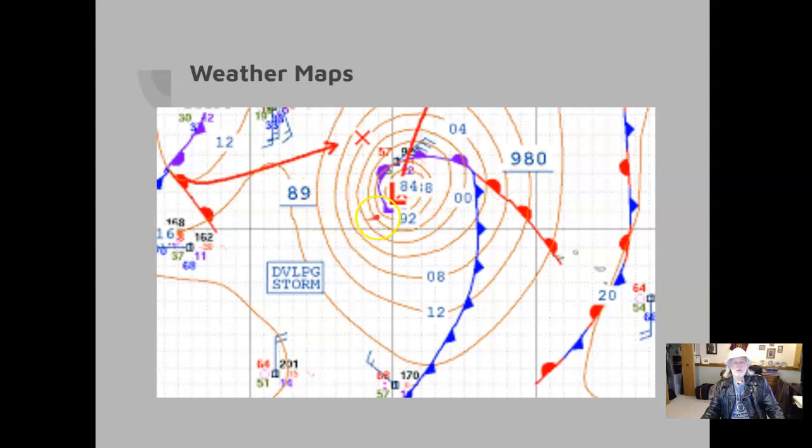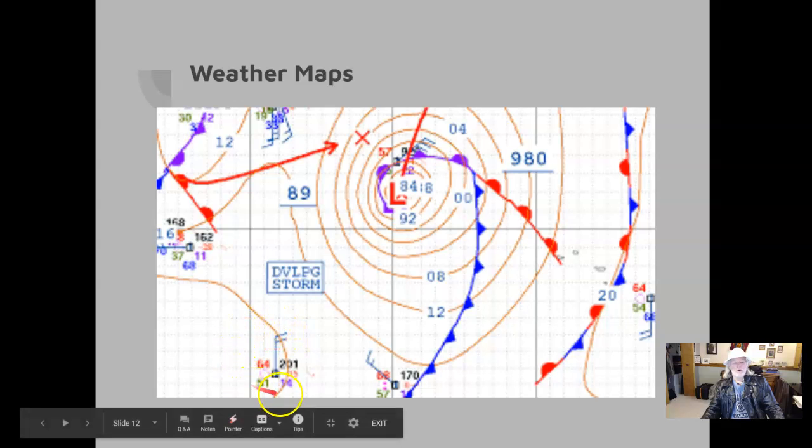So go back through and make sure you take a look at the isobars. When they're close together, we have a higher chance of higher wind speed. Here we have a cold front, so we got cold air behind it. We have a warm front pushing out cold air, and warm air is behind it.